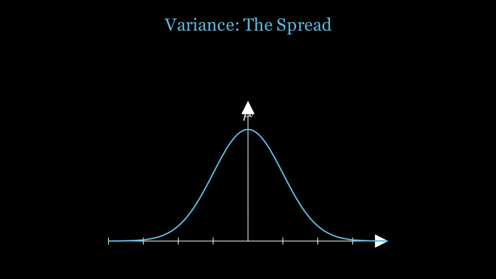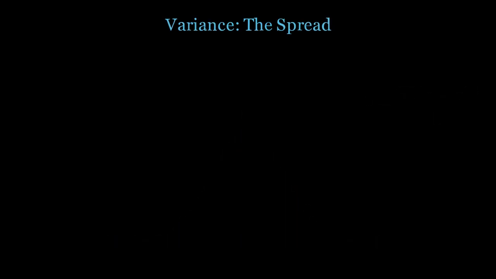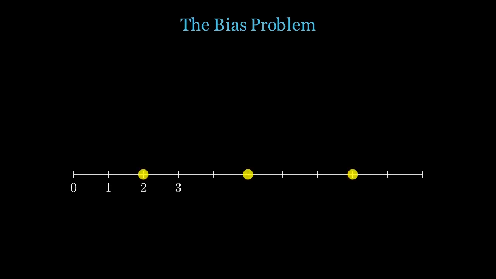Variance measures how spread out our data is. For a population, the formula is intuitive. We take the sum of the squared differences from the mean and divide by n, the total number of items. This gives us the average squared distance from the center. It's a perfect representation because we have all the data points.